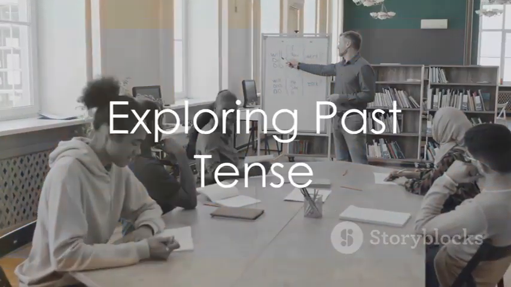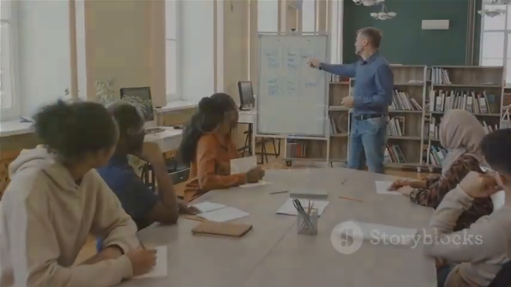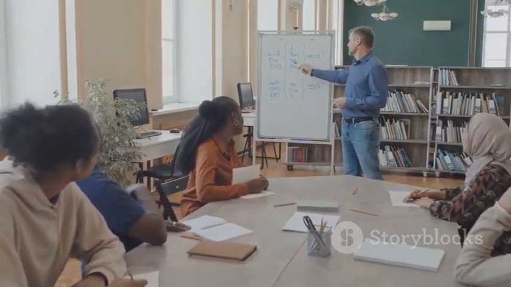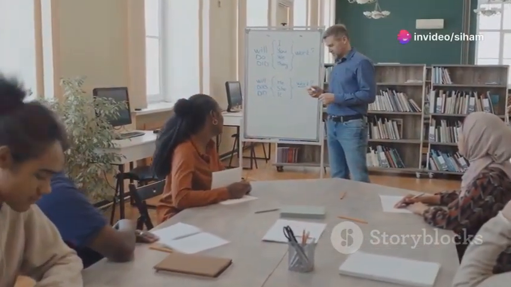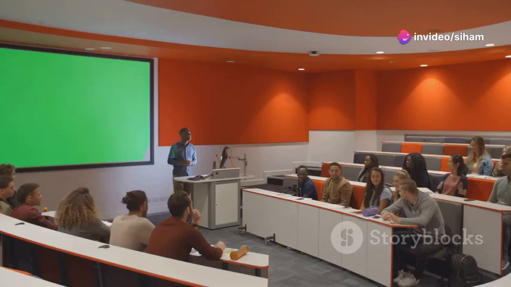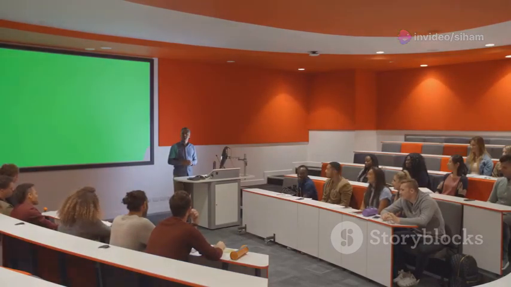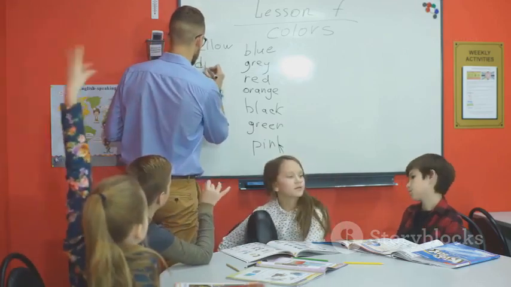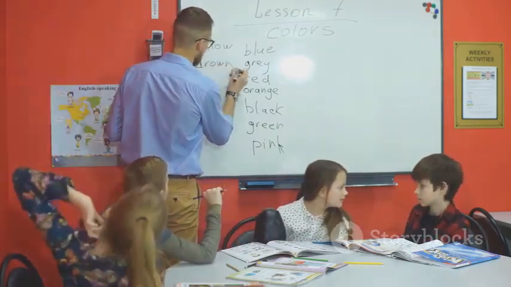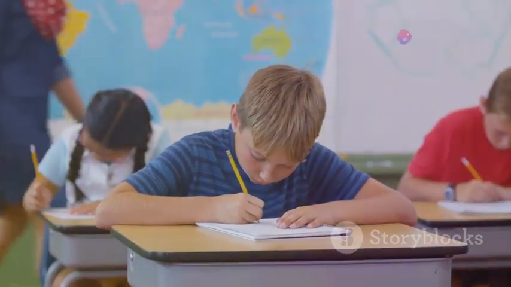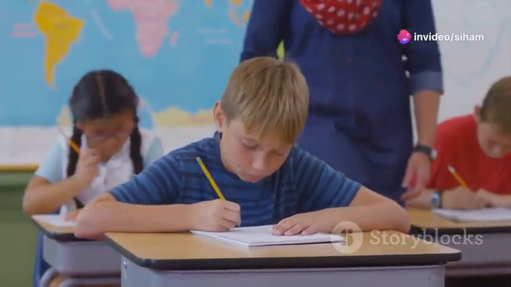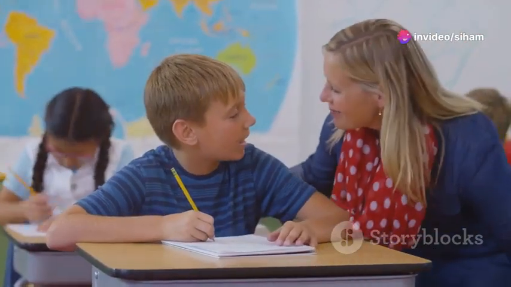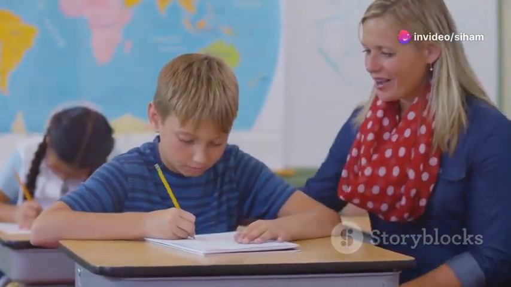Moving on, we step into the realm of the past tense. This is the tense we use to talk about actions or events that have already happened. It's like looking back into a memory, recounting events that have already taken place. The past tense in English is quite straightforward. It's typically formed by adding ed to the end of a regular verb. For example, I walked to the park. Here, walked is the past tense of the verb walk.